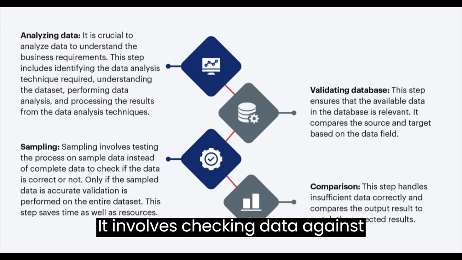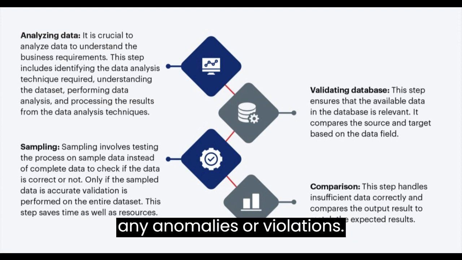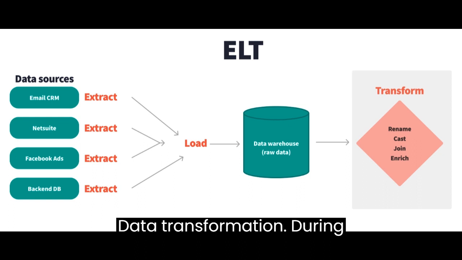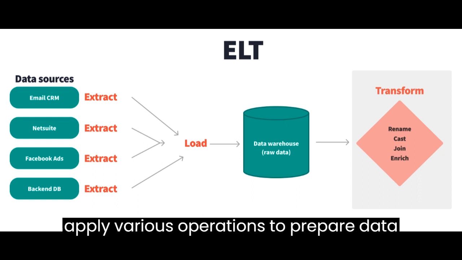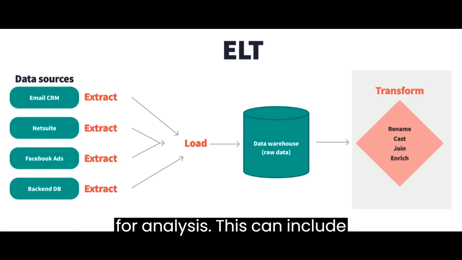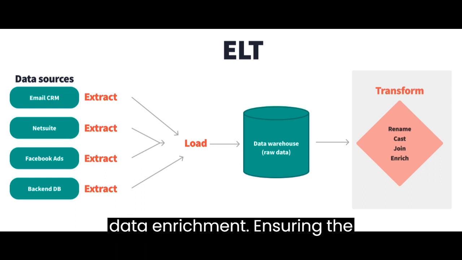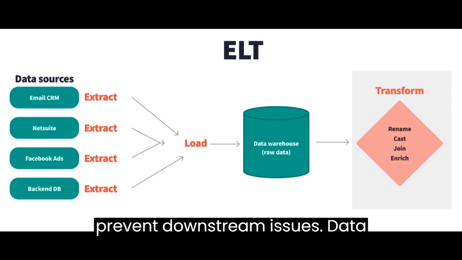It involves checking data against predefined validation rules to identify any anomalies or violations. Data transformation. During data transformation, data engineers often apply various operations to prepare data for analysis. This can include aggregations, filtering, joining, and data enrichment. Ensuring the quality of transformed data is crucial to prevent downstream issues.